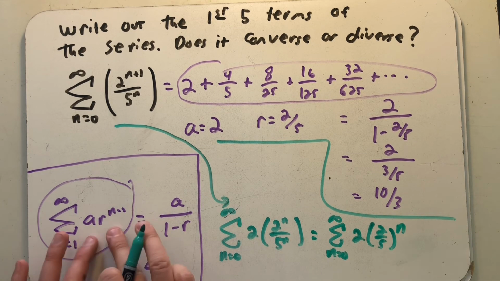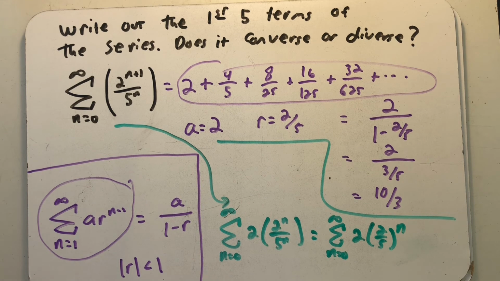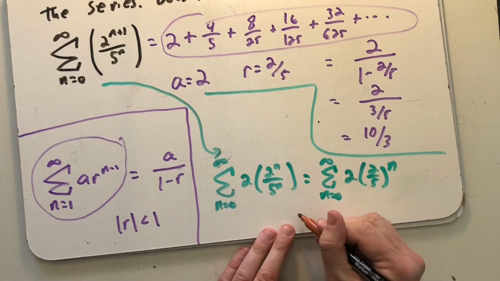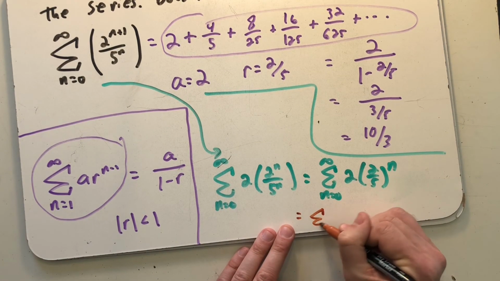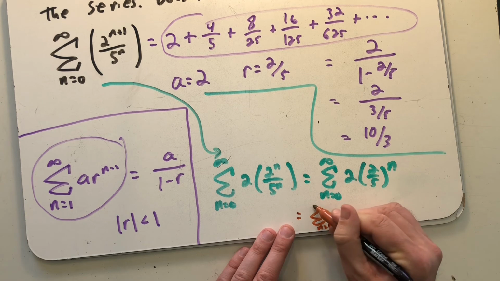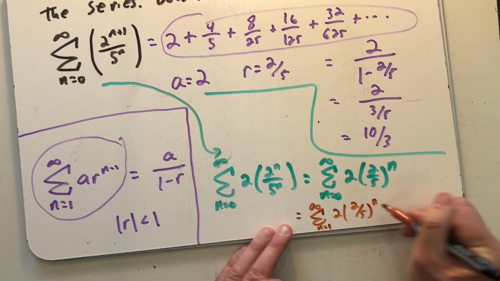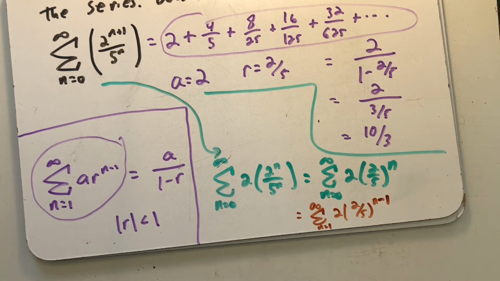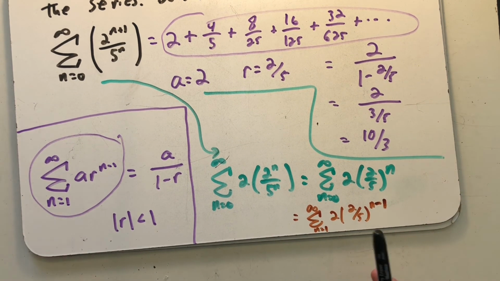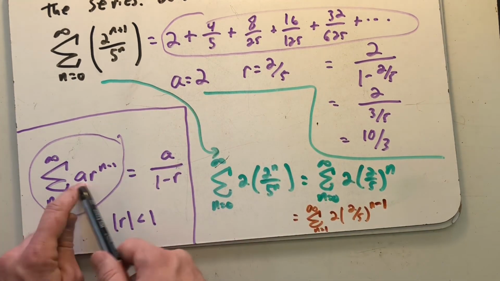And now we're looking really close to this, and I realize that to really write it down like this, I have to re-index my sum. I want the sum to start at 1 and go to infinity, which means I need to take 1 away from this exponent, because I'm starting 1 later than it used to work. And so there's 2 times 2/5 to the n minus 1, a and r, fitting right in where they go.